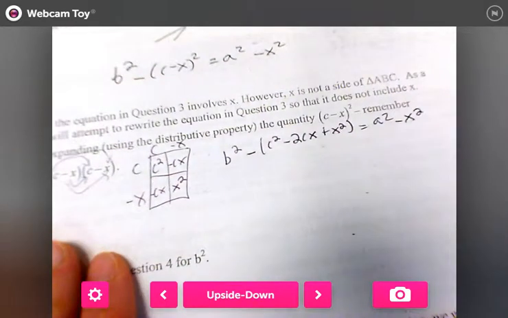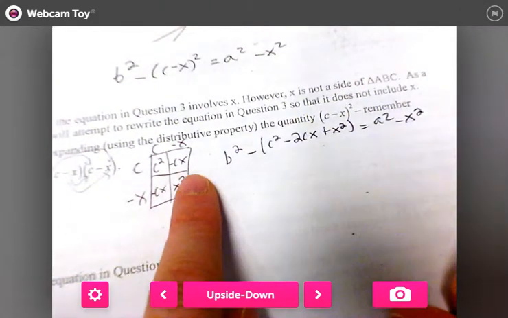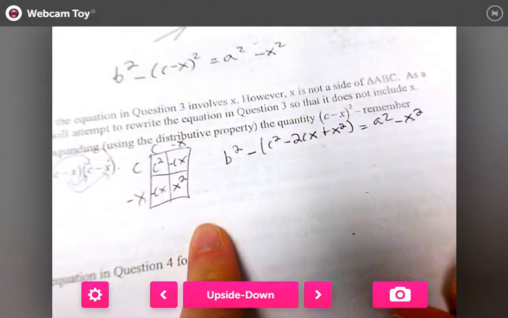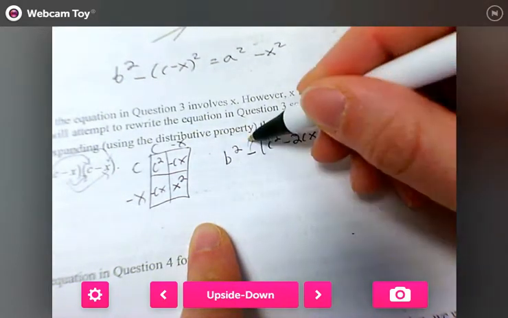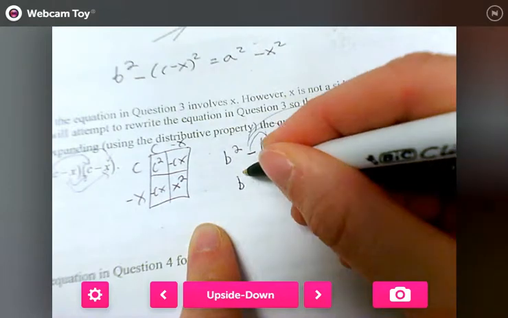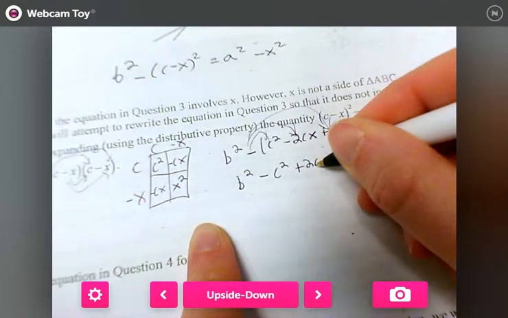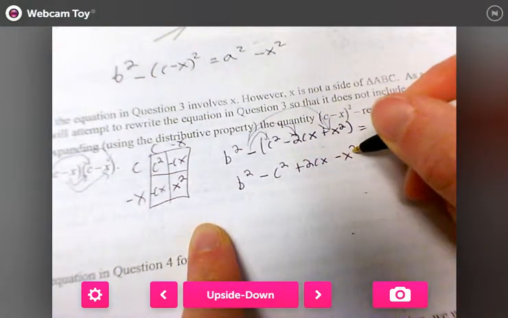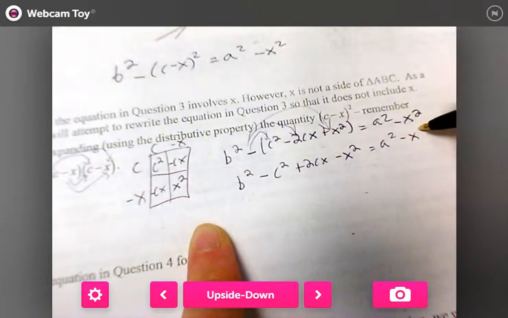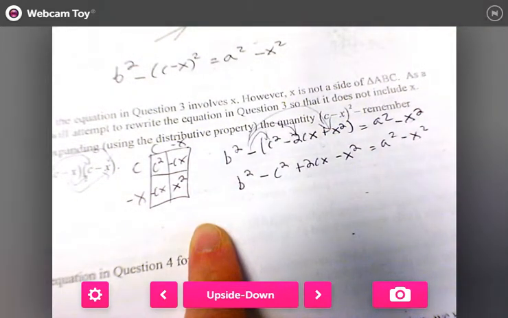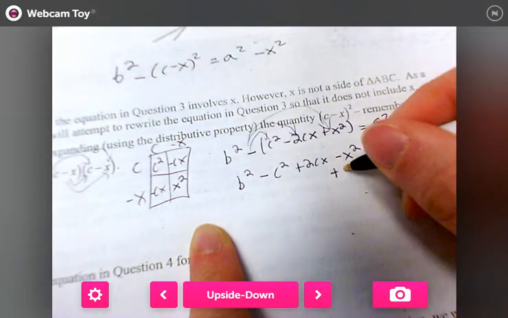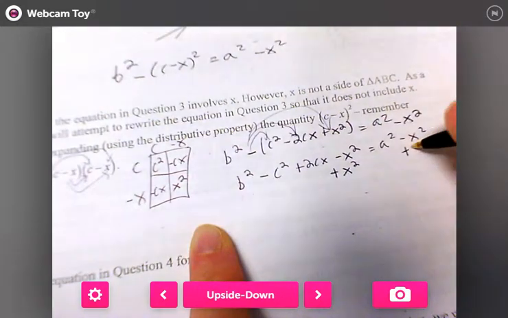Okay, I know it looks crazy because there's no numbers, but you've done stuff like this before. You've either FOILed or you've used the box. I promise you, you have. You had to do it to pass Algebra 1. Okay. Now I'm going to distribute this negative to everything. So I get b squared minus c squared plus 2cx minus x squared equals a squared minus x squared. Okay? Now I'm going to try to get all the x's on one side. The first thing I'm going to do is add x squared to both sides. Oh, look, they go away. They're gone.